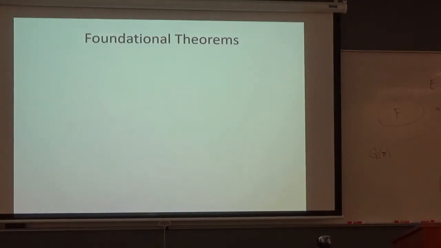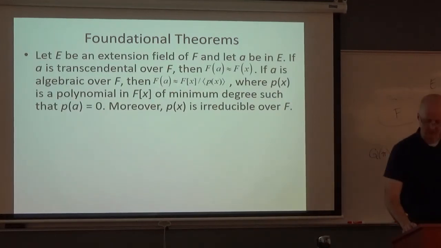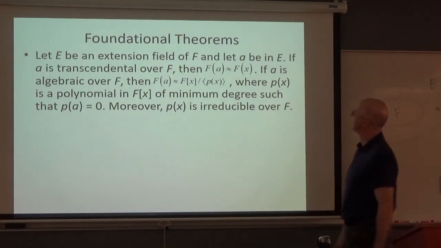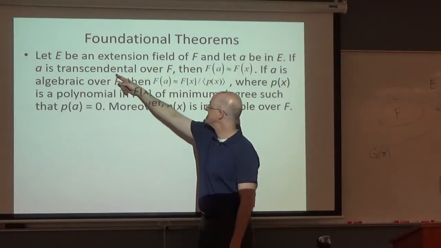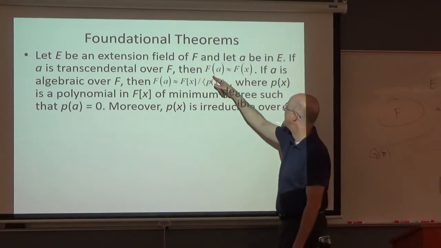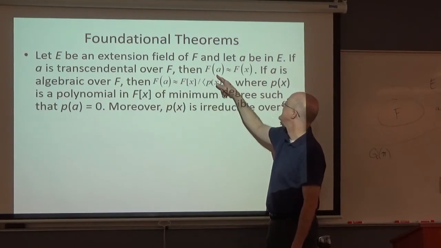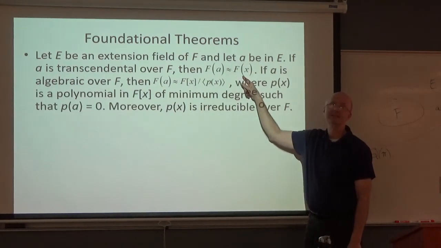Here are some foundational theorems in chapter 21. If A is transcendental, this is just emphasizing what I just emphasized. If A is transcendental over F, then F of A, the minimal extension of F in E containing A, is isomorphic to the field of rational functions in X. And it can't be simplified further.